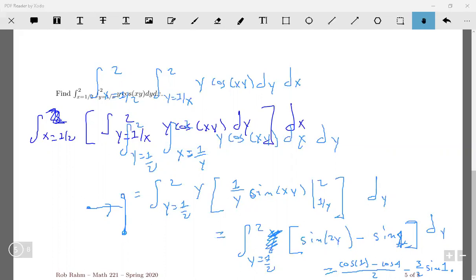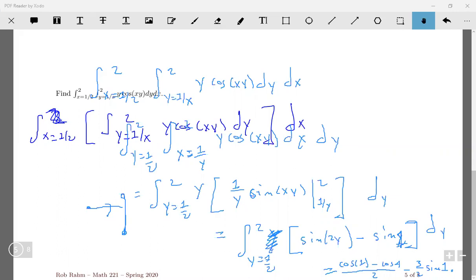Okay, so in this way, we could have done it with the y integral on the inside, but if we do it with the x integral on the inside, we avoid having to do integration by parts, and we just get a much easier integral to do. So this way, clearly, it's better to do the x integral on the inside.